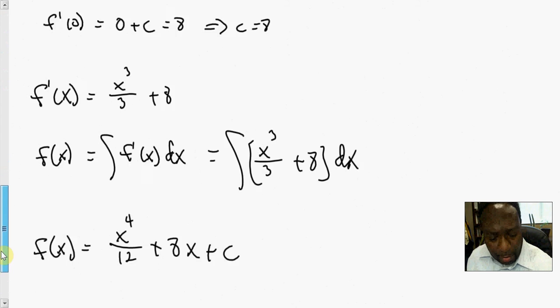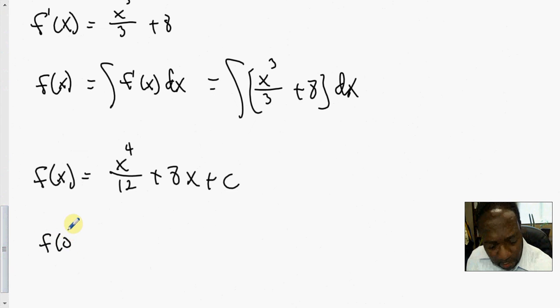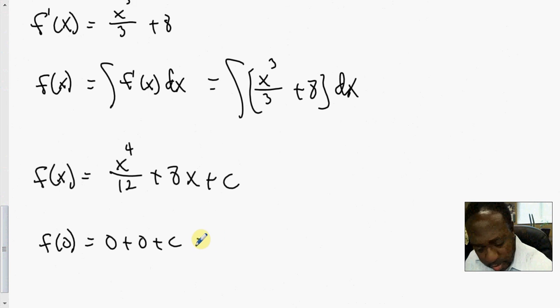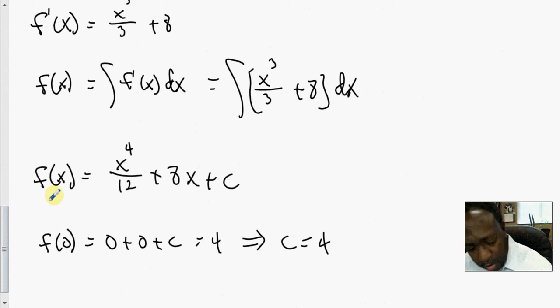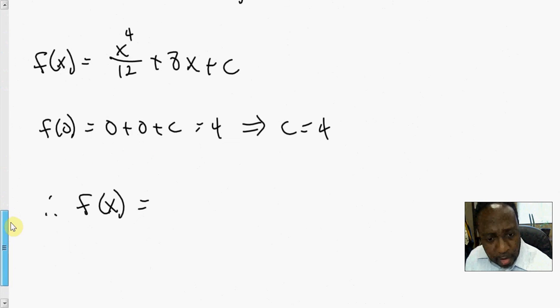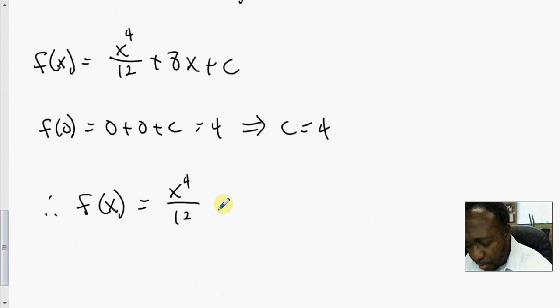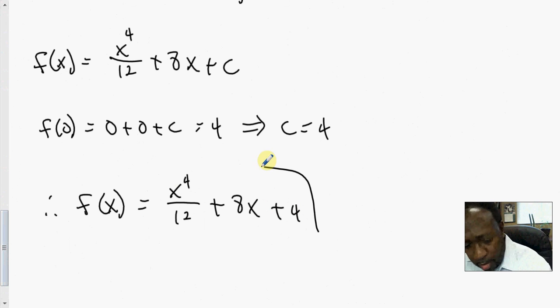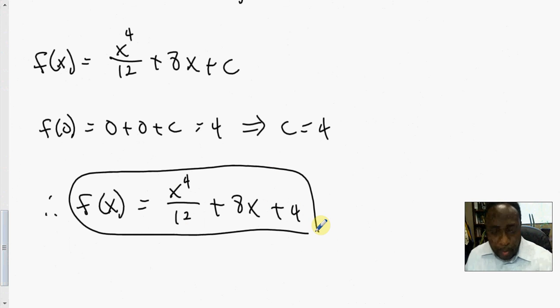F of 0 is equal to 4. So f of 0 is equal to 0 plus c. That's equal to 4. This implies that c is equal to 4. So we conclude that the original function f of x is x to the 4th over 12 plus 8x plus 4. That'll do it.